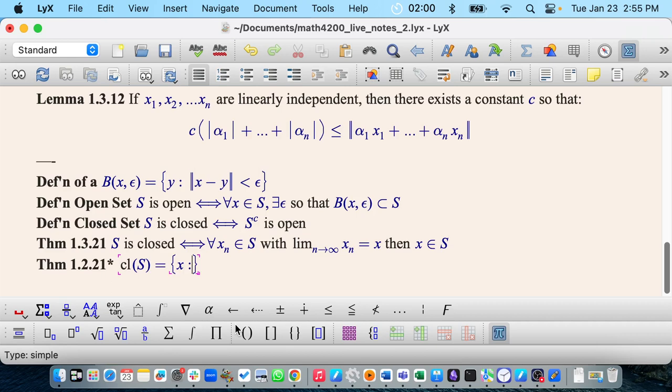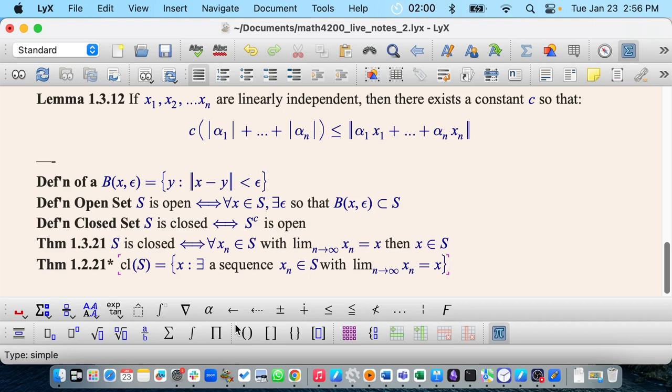So x such that there exists a sequence xn, all in S, with the limit as n goes to infinity of xn equals x. So anything that you can get as a limit of things in S, that set, it turns out, is a closed set.